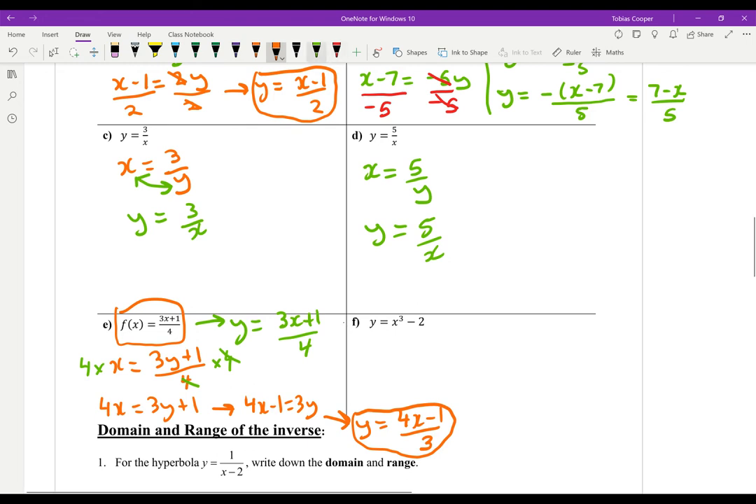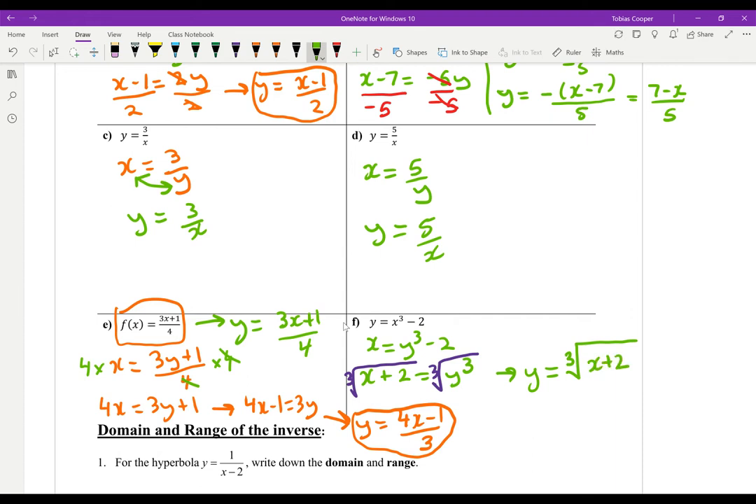Okay, now what about the last one there? The last one, we'll do the same thing. So we swap x and y. And then we have to get y by itself, i.e. making y the subject. So you're going to get x plus 2 is equal to y cubed. And then last of all, you're going to have to cube root both sides. Cube root there, cube root there. And then you have y is equal to the cube root of x plus 2. So that's your inverse just there.